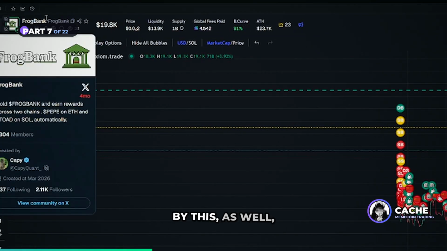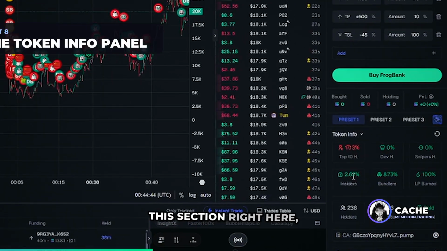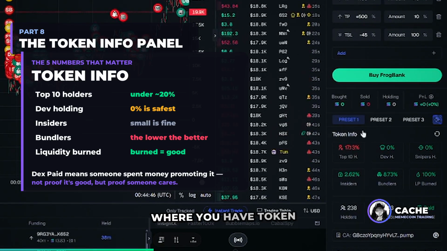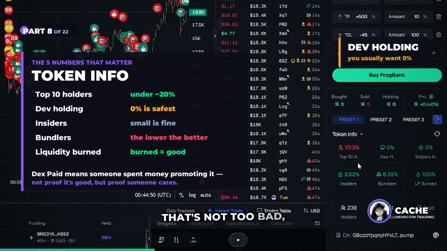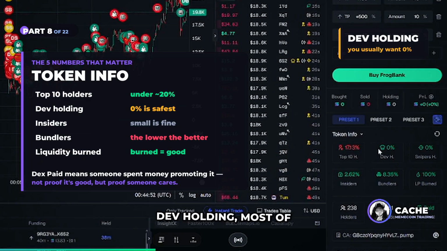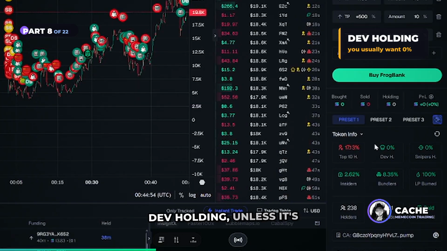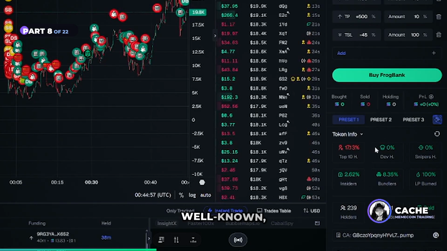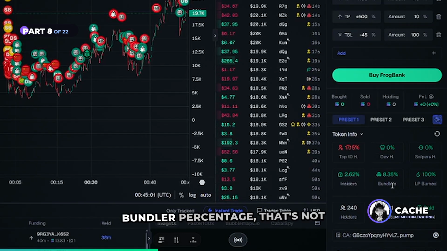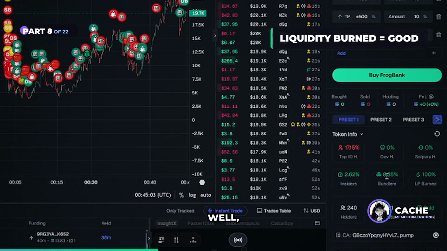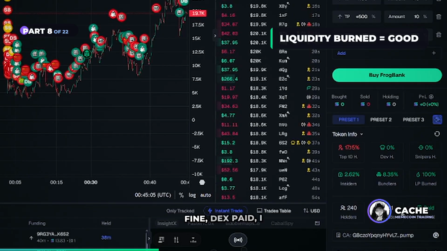You can tell by this as well. Let's go over to this section right here, where you have token info. 17% top holders. Even though it's red, that's not too bad. Dev holding, most of the time you don't want a dev holding unless it's a big coin or the dev's well known. Insiders 2%, I really wouldn't worry about that. Bundler percentage, that's not bad at all as well. Liquidity burn, that's always fine.